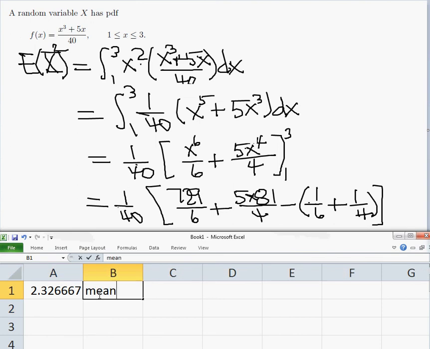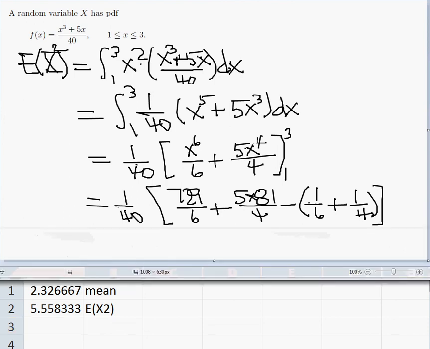So this right here was the mean. The expected value of x squared will be equal to 1/40 times 729 over 6 plus 5 times 81 over 4 minus 1/6 plus 1/4, which gives me an expected value of x squared of about 5.5583 bar. So that's the expected value of x squared. Now, using these two numbers, I can now get the standard deviation.